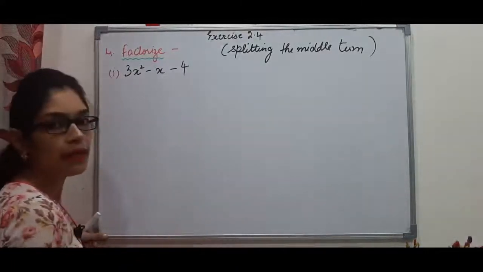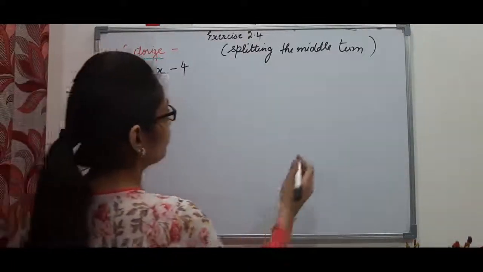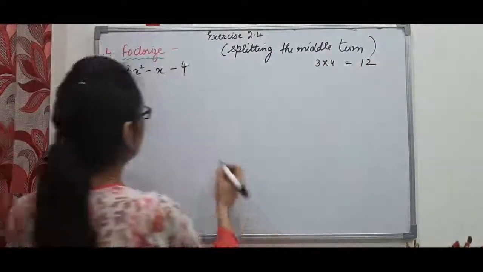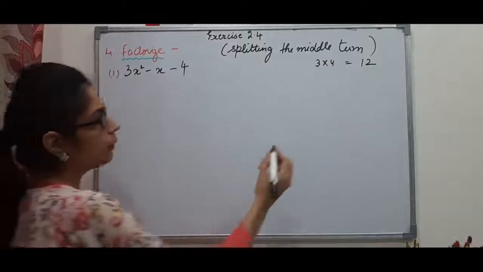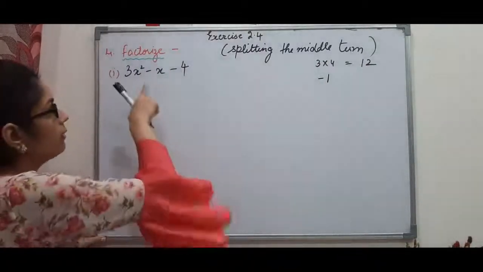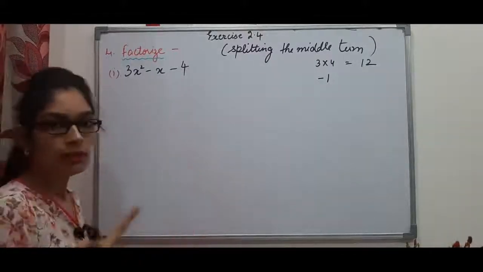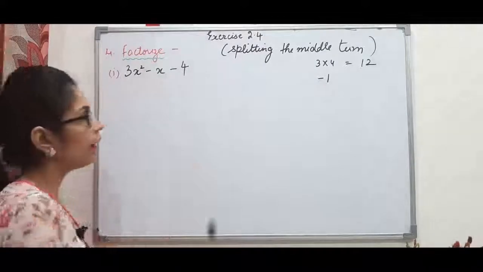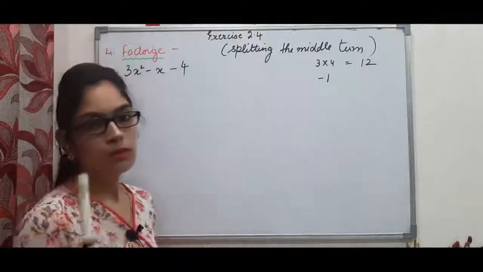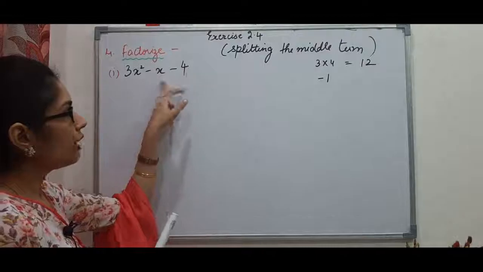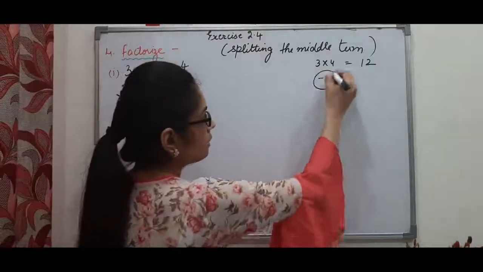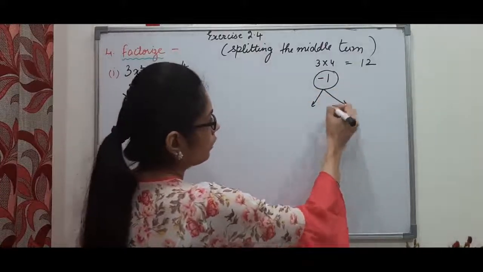First step, I have to write the product of first and last term. So I will write 3 into 4, which is 12. Second step is I have to write my middle term, which is minus 1. See, with x nothing is written and this minus sign is there. So if nothing is written, that means with x I have 1 and this minus sign I have to write along with it. Now just don't get confused. You don't have to write the variable, only numbers you have to write. So this minus 1 we have to split into 2 numbers.